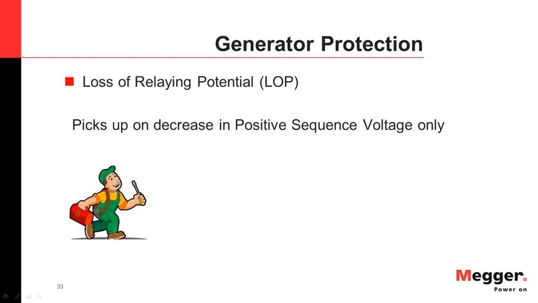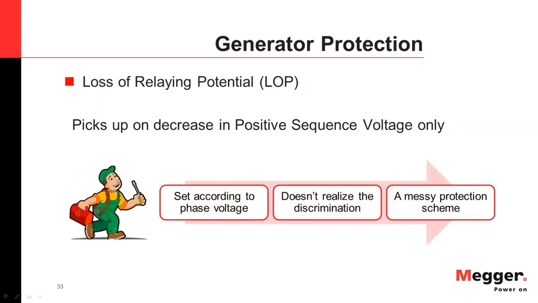So let's bring back Mr. X again. Now he got a promotion. He is a settings engineer now. But he is still uninformed about the idea of symmetrical components. So what he does is he goes and sets the loss of relaying potential according to the phase voltage and doesn't realize the discrimination.